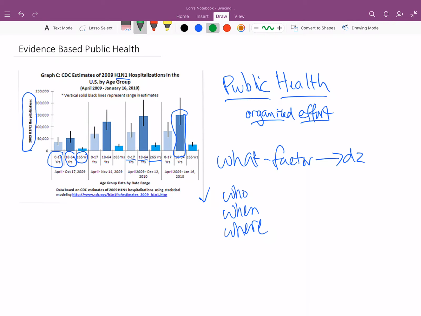This graph also has organized this by time frame. So we're looking at April through October of 2009, then April through November, adding April through December, April through January. We're looking at different time frames and seeing the cumulative effect. So being able to take that raw information and package it in a way that answers a specific question of possibly who, when is this happening, where is it occurring, those kinds of things.